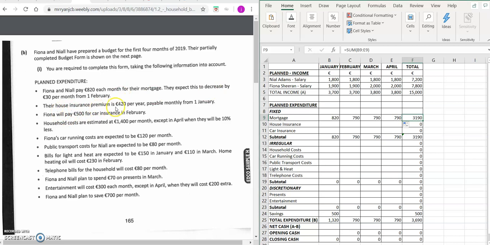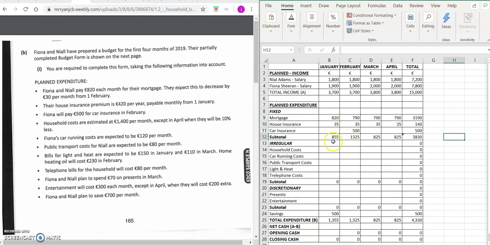Their house insurance premium is 420 per year, so you have to find this per month. We're going to divide 420 by 12, and that will give us the monthly payment for house insurance. So it's €35 for 4 months, which gives us 140. Car insurance then is 500 in February. Just put 500 in February.